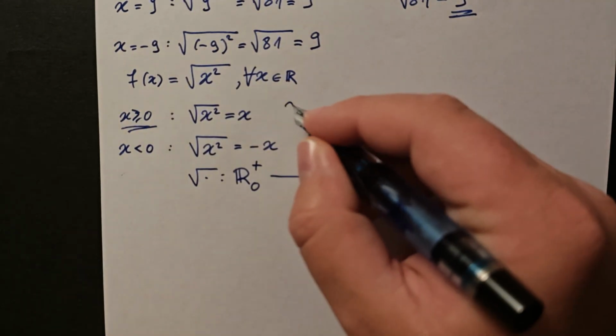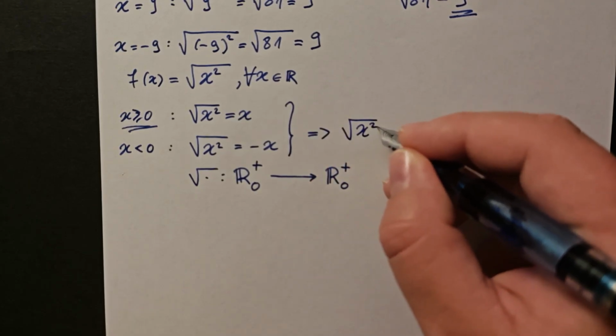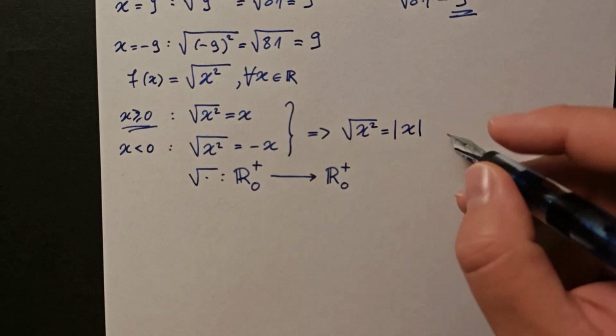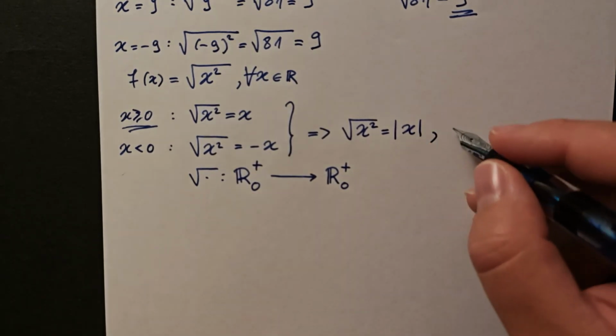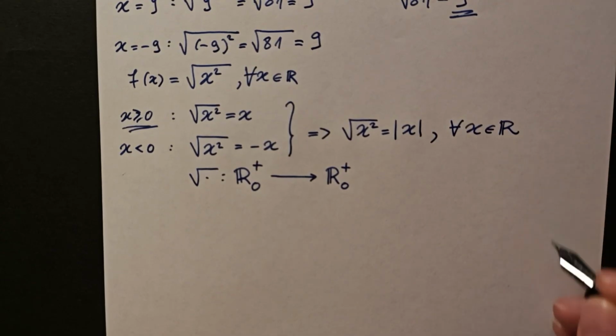Now, by combining these two cases, you get that the square root of x squared is equal to the absolute value of x, and that statement holds true for all x's which are real numbers.